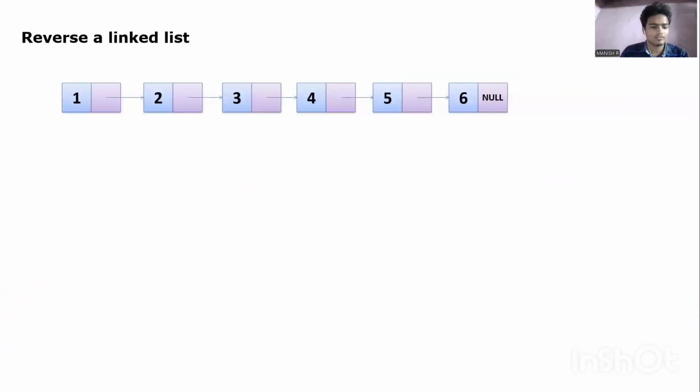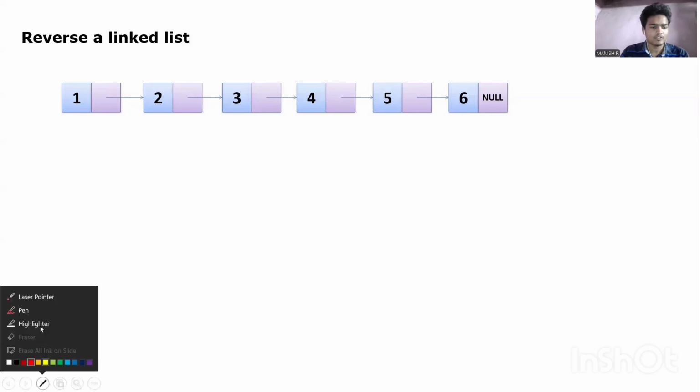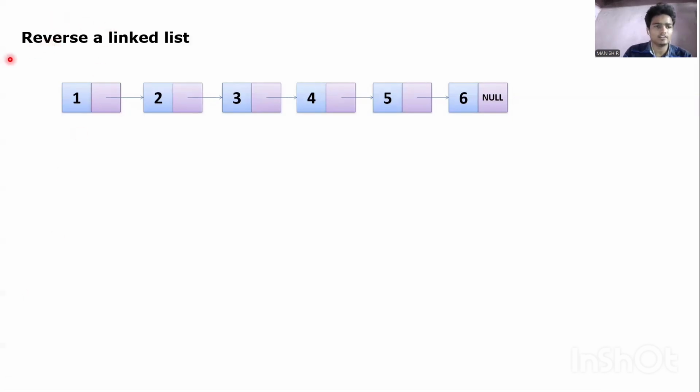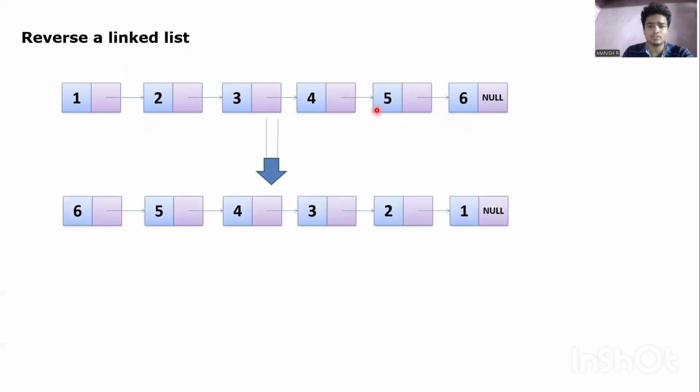Coming to the first operation, that is reversing of a singly linked list. For example, if you have a linked list like this, 1, 2, 3, 4, 5, 6, after reversing this linked list, it will look like this, that is 6, 5, 4, 3, 2, 1. So let's go to the code and understand this code line by line.